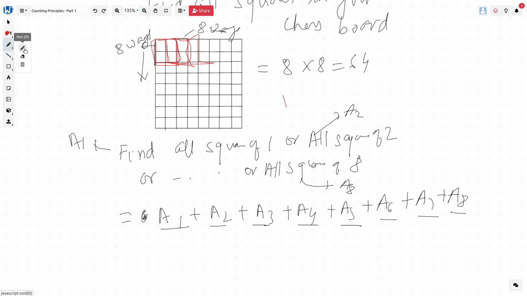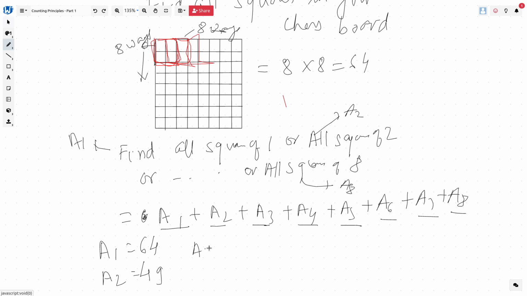So let's try to find a2, right? You can simply see here that this is 1 square, this is 1 square, this will be your third, fourth, fifth, sixth and seventh. So there are 7 ways you can find the 2 squares in a horizontal way. Then there are 7 ways vertically. So we have found that a1 is 64. Now a2 is 7 ways here, 7 ways there, so it is 49.